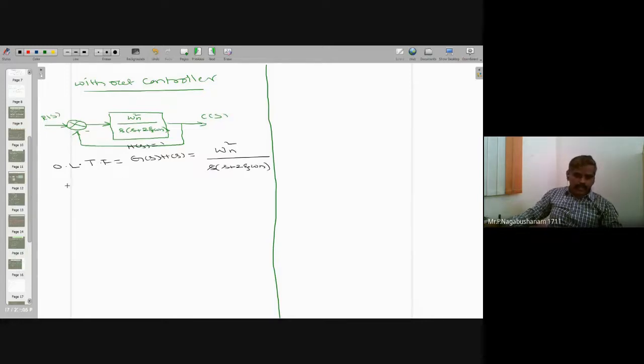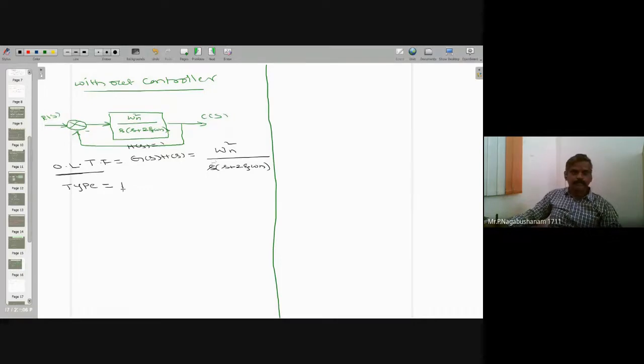So what is the type number? Type number always deals with the open loop transfer function. Order means the closed loop transfer function. If you want to talk about type, I require the open loop transfer function; if you want to talk about the order of a system, I want the closed loop transfer function. Type number means s power j, the number of poles at the origin. If we equate the denominator to 0, s equal to 0. One pole at origin, so its type number is 1.